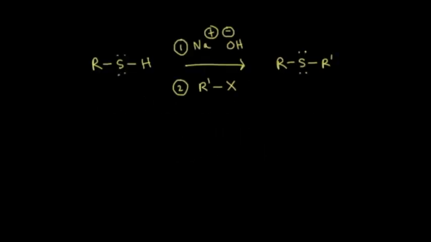Let's look at how to prepare sulfides from thiols. So over here on the left, I have my thiol. And to that thiol, I'm going to add sodium hydroxide. And the sodium hydroxide is going to deprotonate the thiol, which is then going to react with this alkyl halide in the second step of the reaction to produce my sulfide as my product. So here's my sulfide right here.